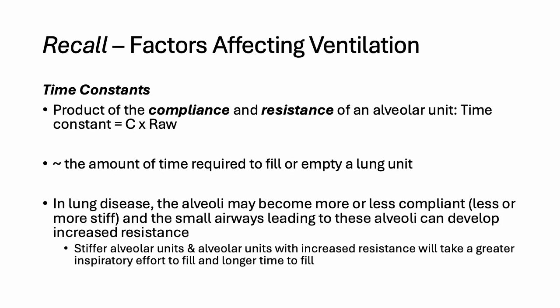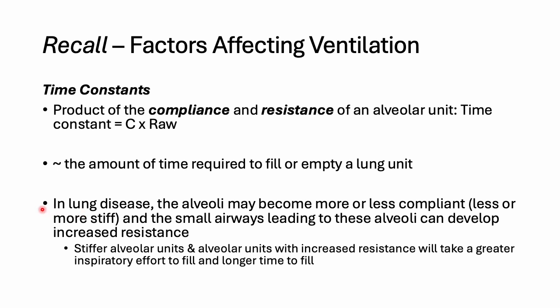We've talked about compliance and then we've talked about resistance. Putting them together, the product of compliance and resistance for an alveolar unit is the time constant, and we've already discussed the time constant before, in your year 2 module. The time constant refers to the amount of time required to fill or empty a lung unit. We already know that different lung units in the different regions of your lungs have different time constants. Your lung units in the upper chest versus the lung units in your lower chest will have different time constants because they fill differently.